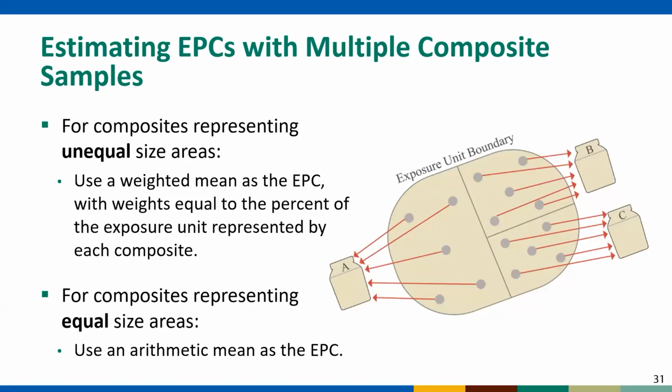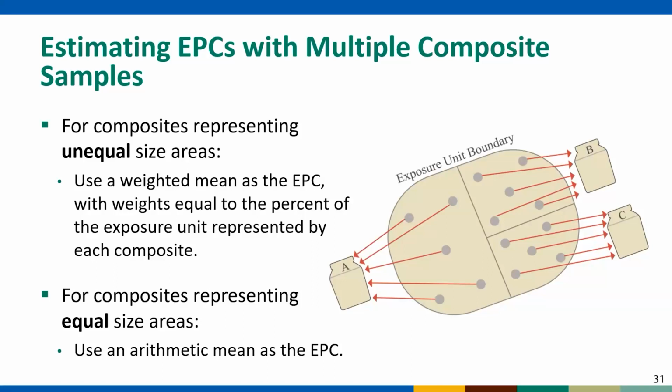The figure shows 3 areas within a single exposure unit labeled A, B, and C. In each area, 5 grab samples are collected and combined into a composite. The 5 samples contributing to composite sample A were collected from an area that appears to represent about half of the total exposure unit. Composite B represents about 30%, with composite C representing 20%. These percentages would then be used to calculate a weighted mean of the results for the 3 composite samples.